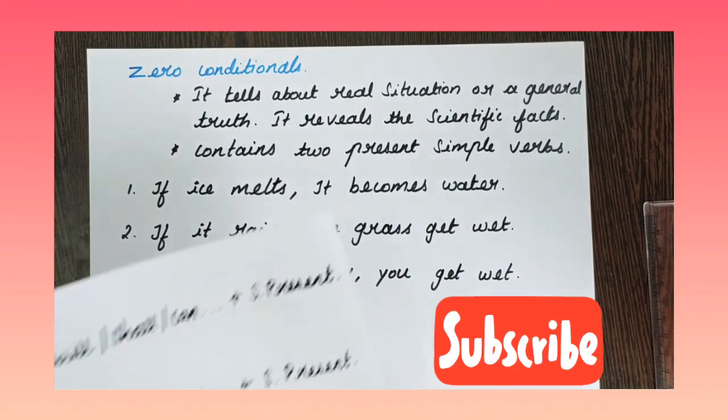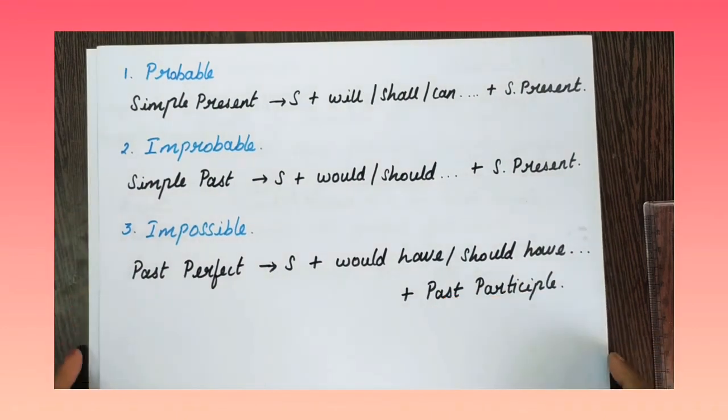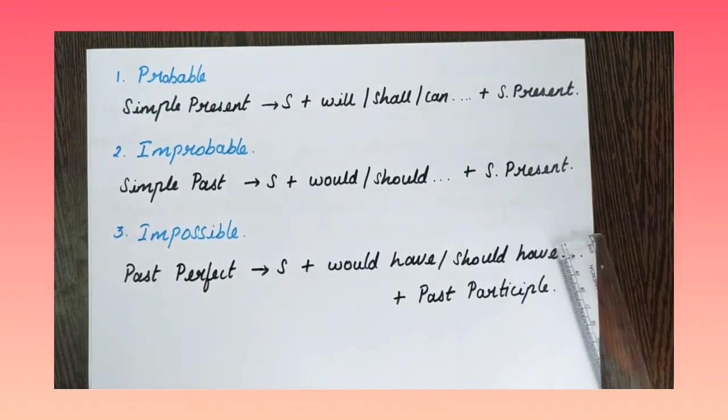If you have a clear idea about these three conditionals, that is probable, improbable and impossible conditional clauses, it will be easy for you to change the sentence. First identify the tense and then use the rules. I think I have clearly explained it to you.